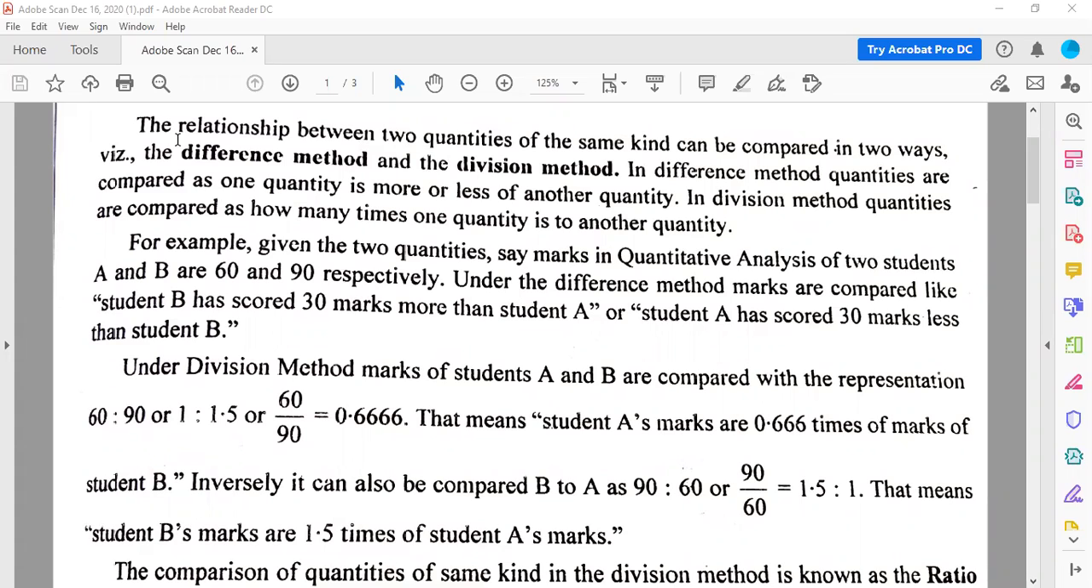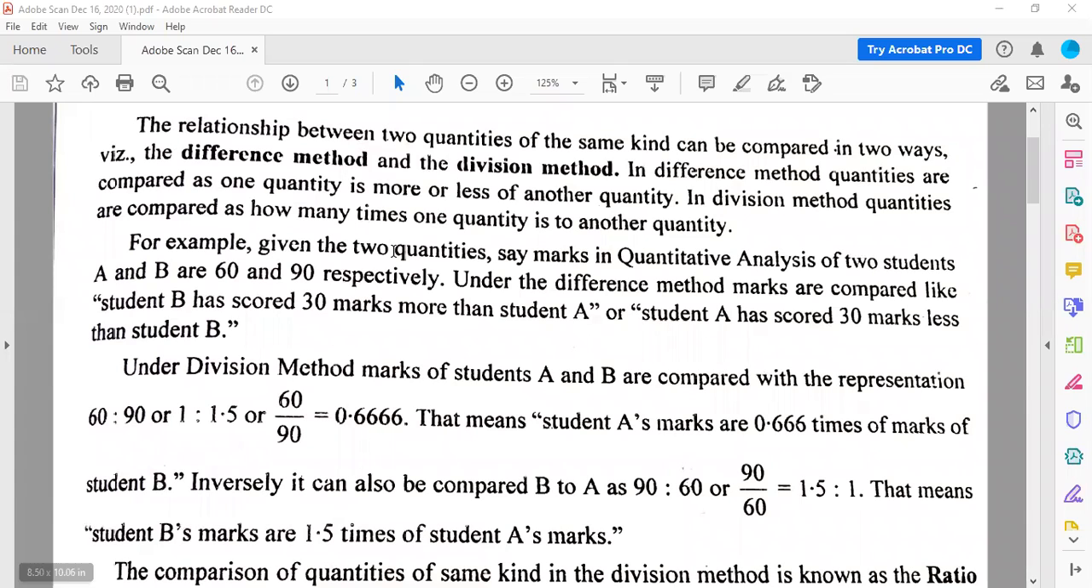Now in that we have two ways of comparison. Let us learn the ways of comparison. You will not get problems from the ways of comparison, but when we come to ratio, we will be able to understand how ratios are utilized. So the first one is the difference method. The next one is the division method. In the difference method, quantities are compared as one quantity being more or less than the other quantity. So when we compare two quantities saying one is more than the other, or one is less than the other, that is how we are showing the difference.